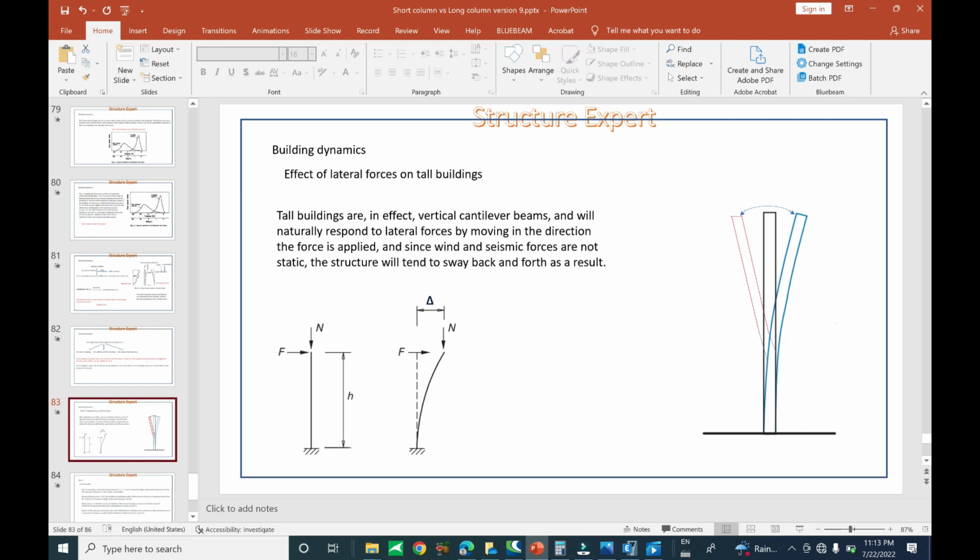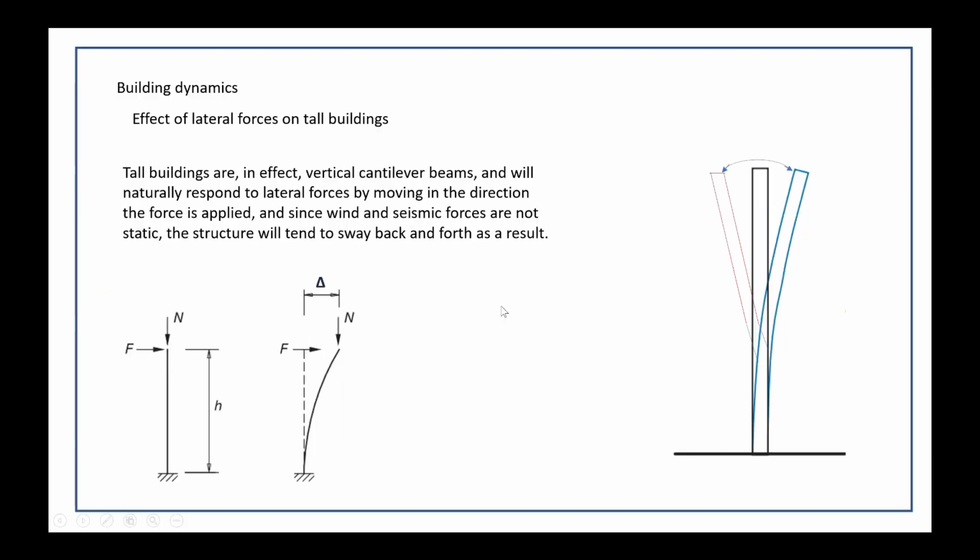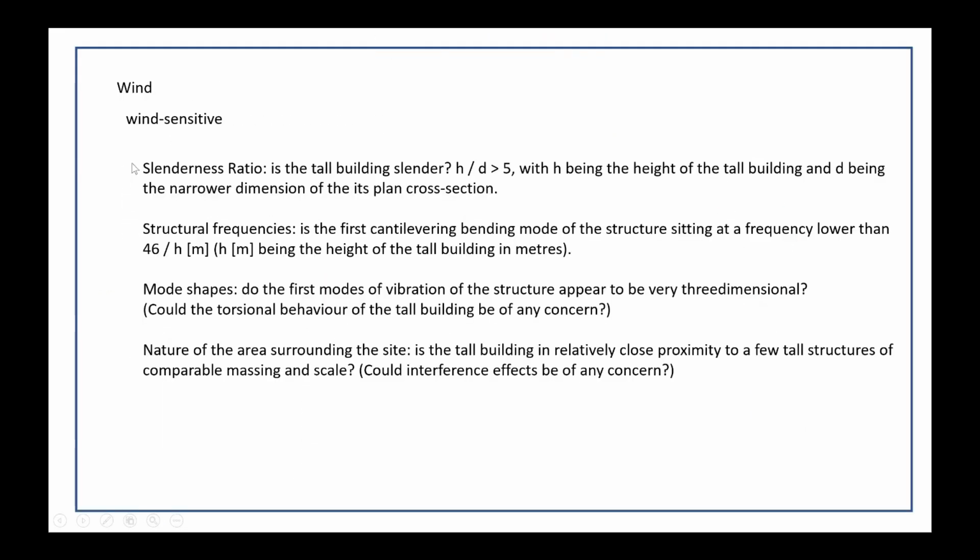Effect of the lateral force on tall buildings. Wind sensitive, so you have to check the slenderness ratio. If the slenderness ratio is over 5, this type is a tall building, with H being the height of the tall building and D being the narrow dimension of its plan cross section. Structural frequency is the first cantilevering bending mode of the structure, sitting at a frequency lower than 46 over H, the total height of the building in meters.